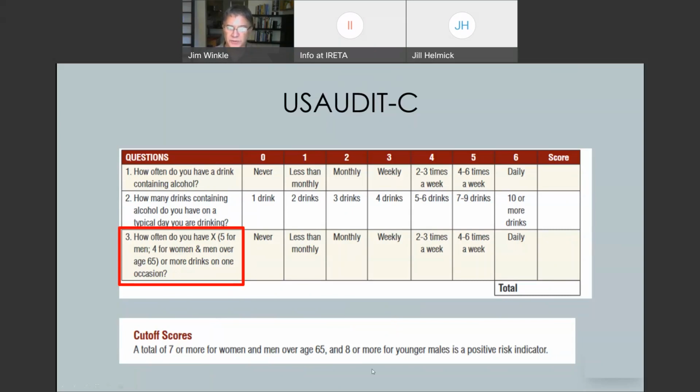Interestingly though, when it comes to scoring whether someone's positive or not, if you look down here, the cutoff scores combine men and women as a total of 7. And then it makes a distinction for younger males. So there's a wide variety of how screening tools ask questions and how they score the answers. And sometimes they involve gender, and sometimes they don't.